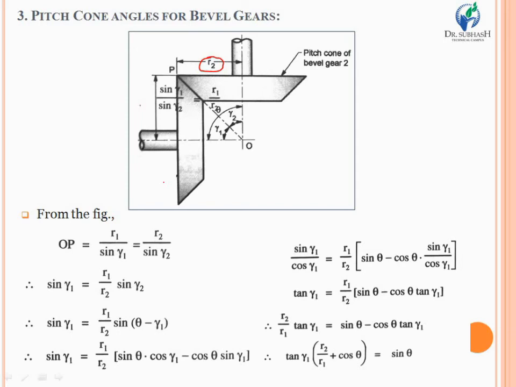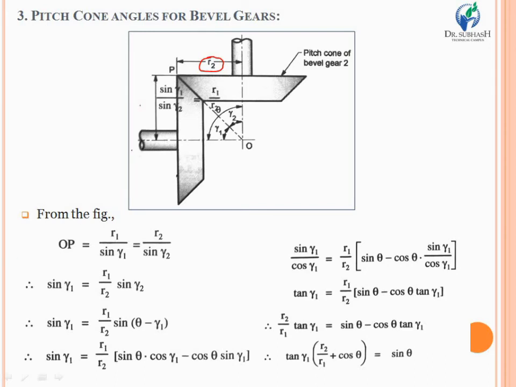And of course T2 upon T1 can be replaced by R2 upon R1, as we discussed earlier, the relation between number of teeth and radius. And again R2 upon R1 can be replaced by omega 1 upon omega 2, that is the angular velocity.